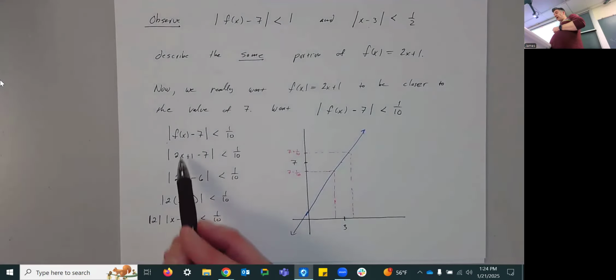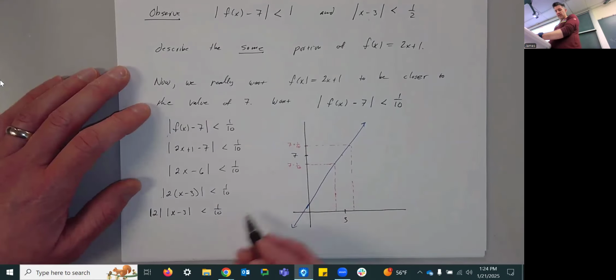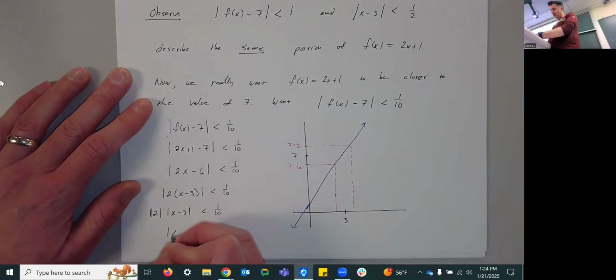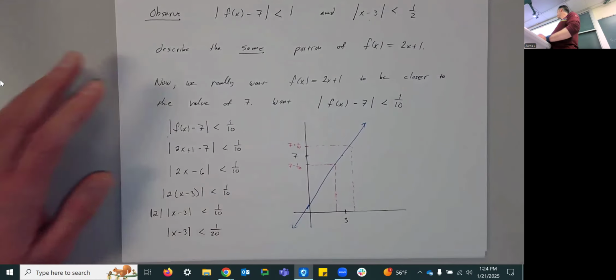Note, if this was a negative 2, if my line was negative 2x plus 1, then when we factored out that negative 2 and then took the absolute value of it, it would come out as positive. Because the number that's over here really has to be positive. So if we're going to divide by 2, that thing needs to be positive. Dividing by a negative would be harmful here. Dividing both sides by 2, we get the absolute value of x minus 3 is less than 1/20.